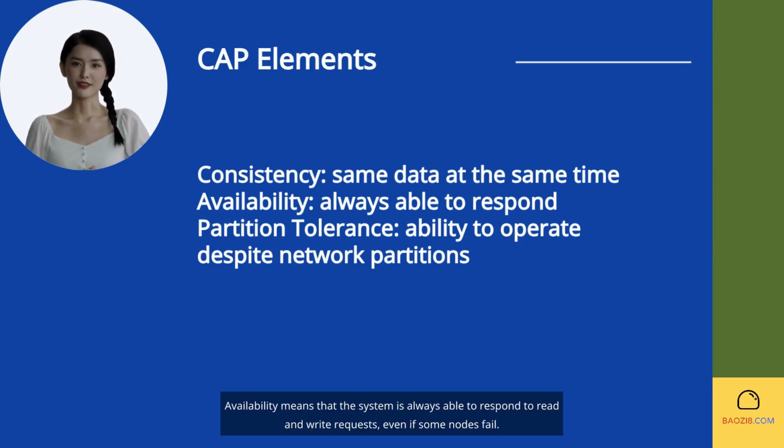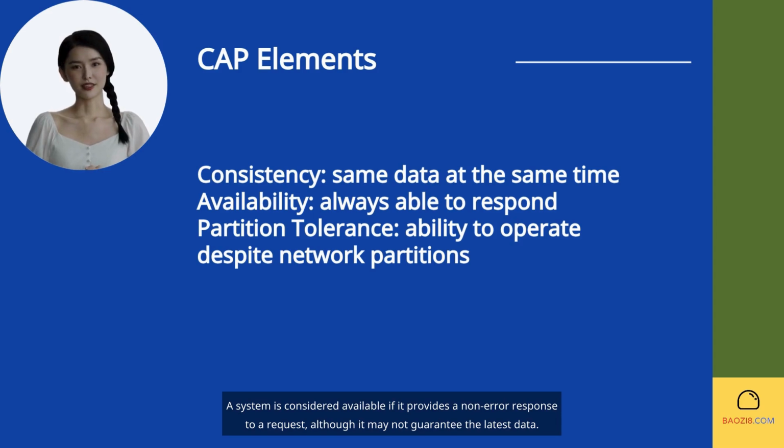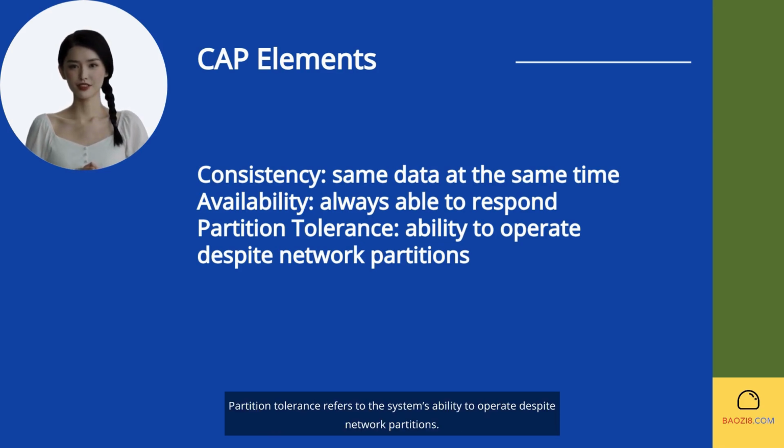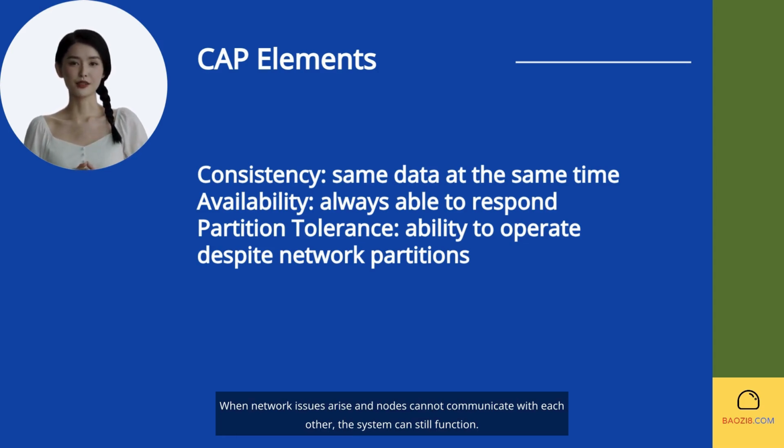Availability means that the system is always able to respond to read and write requests, even if some nodes fail. A system is considered available if it provides a non-error response to a request, although it may not guarantee the latest data. Partition tolerance refers to the system's ability to operate despite network partitions. When network issues arise and nodes cannot communicate with each other, the system can still function.